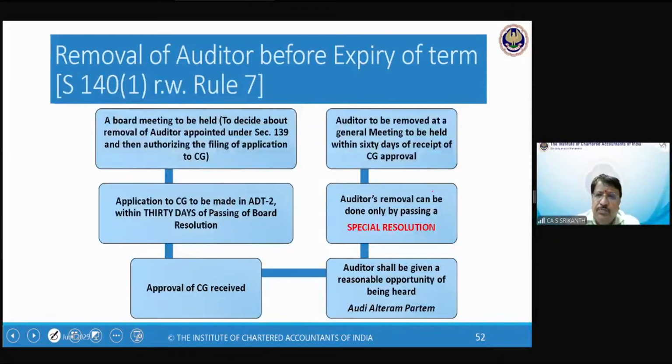Of course, the central government will call you, they'll call the auditor, and ask, who are you? What are you doing? Why are they removing you? What is happening? So whatever it is, the auditor shall be given a reasonable opportunity of being heard. Maybe he has a point.